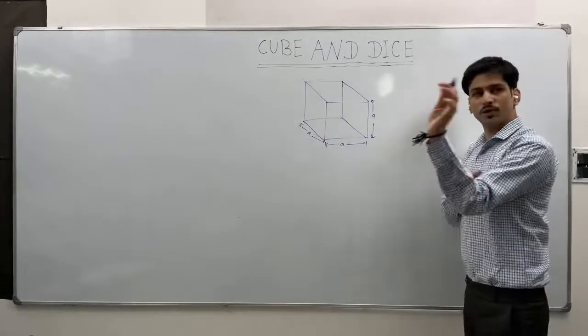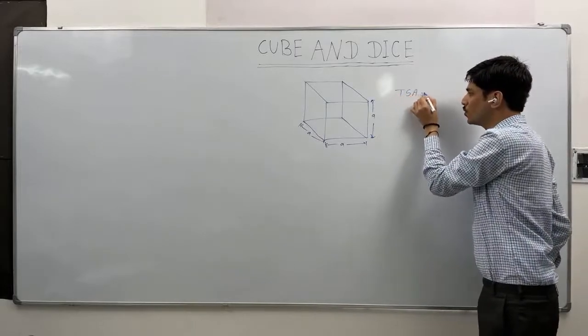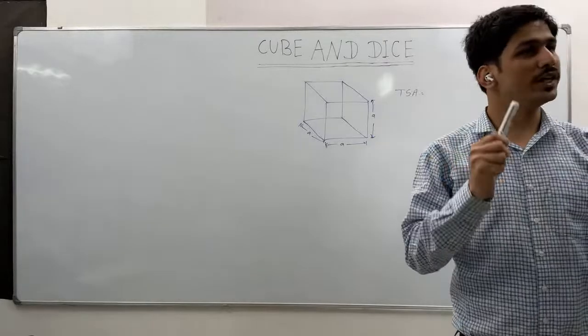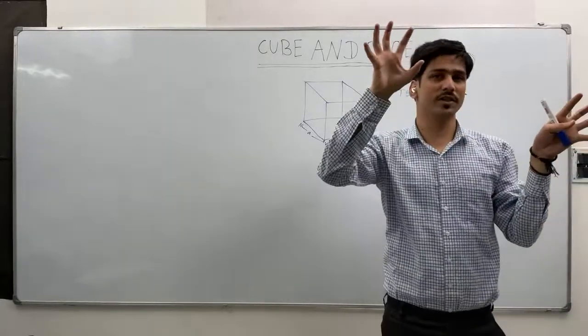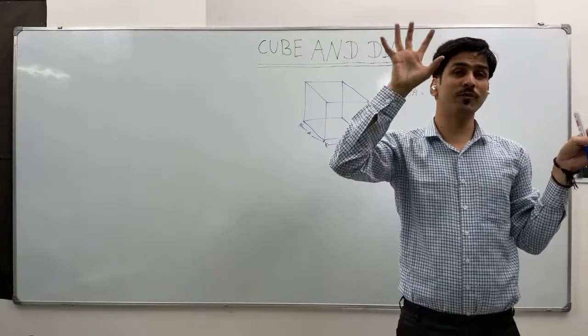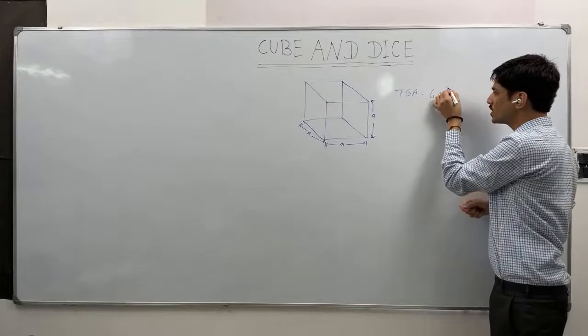Okay, let me ask you the basic question. First of all, tell me what is the total surface area of a cube? 6a square. Why is it 6a square? All of you know that. Because it consists of 6 square faces, right? And what is the area of one square face? A square. And there are 6 faces. So I can say this is 6a square.